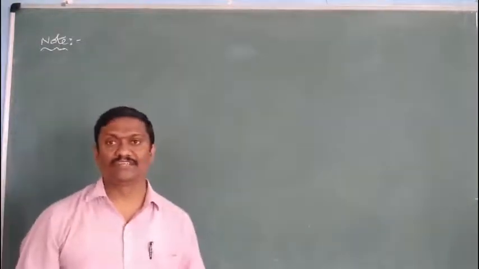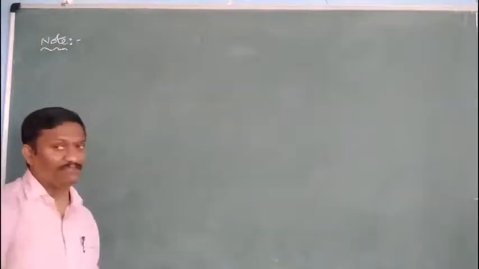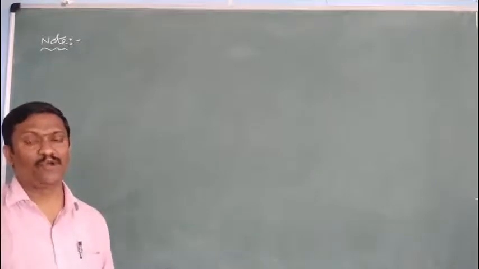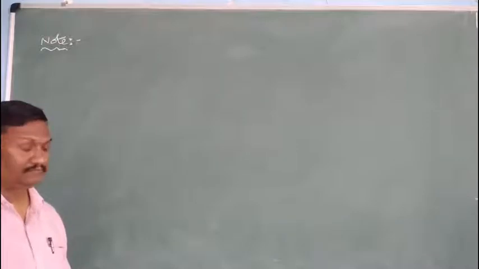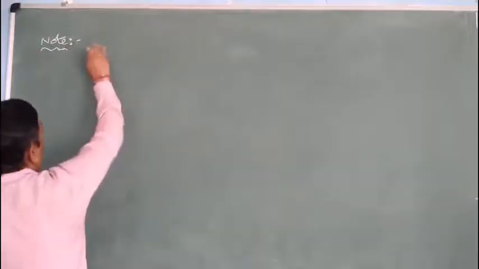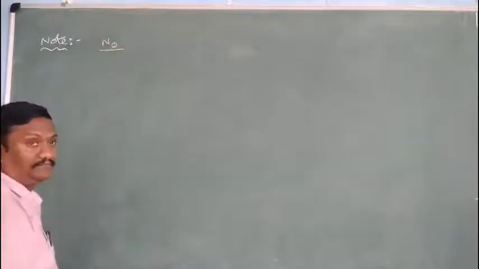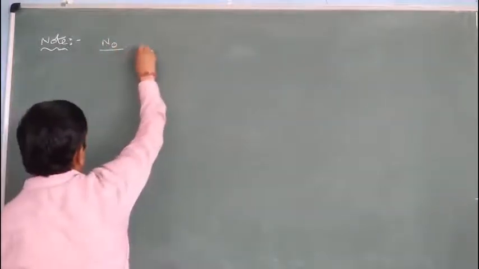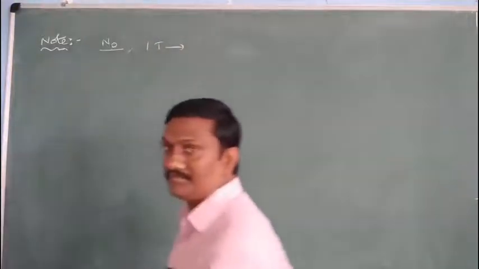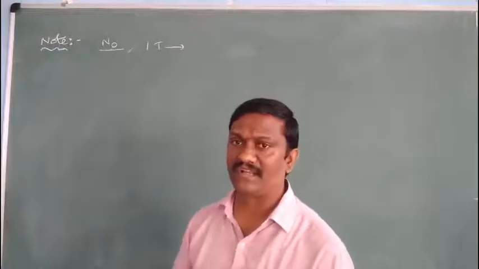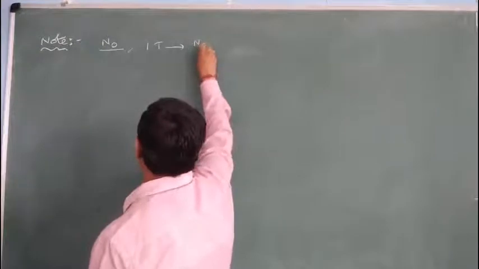Next, based on radioactivity or half-life period, some important points are there, nothing but note points. So assume N naught is the initial number of atoms. After completion of one half-life, 50% of atoms are decayed. After completion of one half-life, the number of atoms becomes N naught by 2.